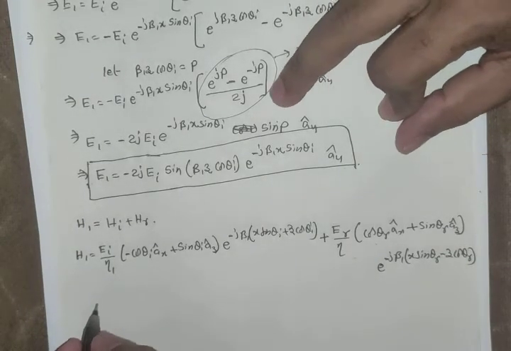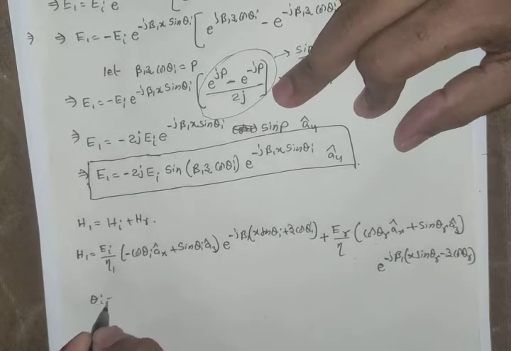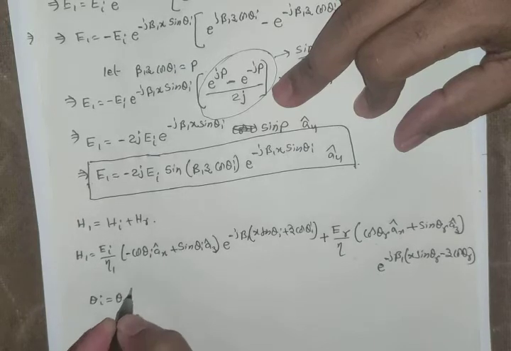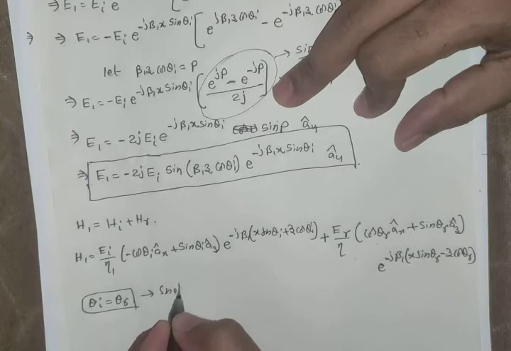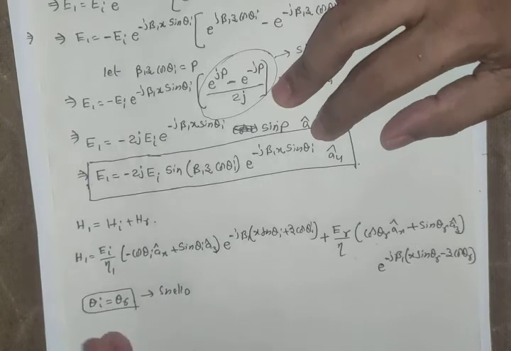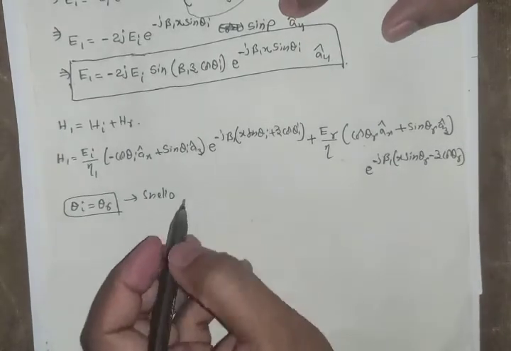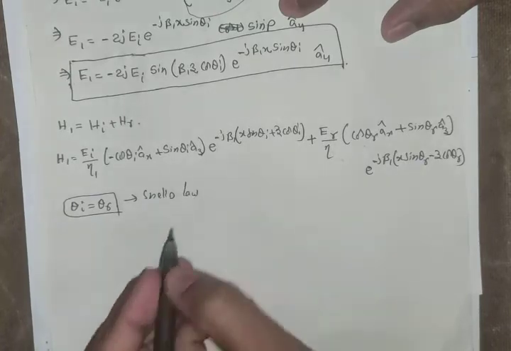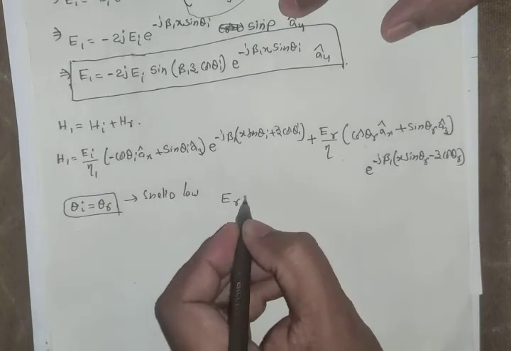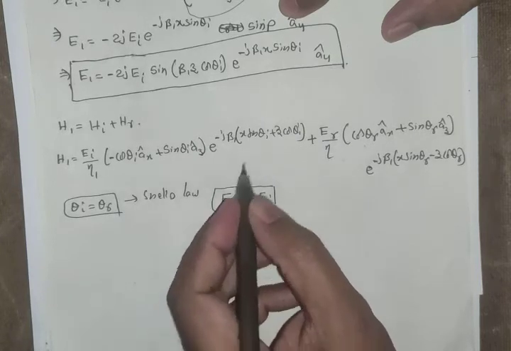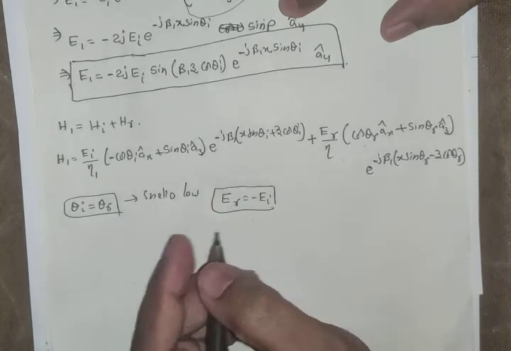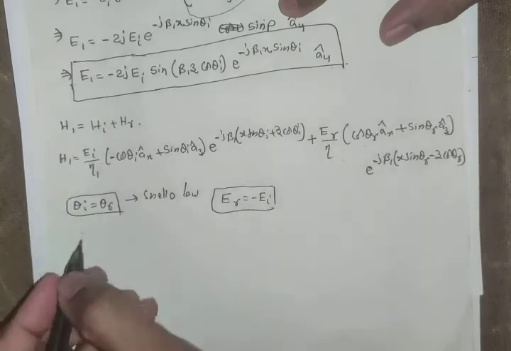Now substitute the values from Snell's law: theta I equal to theta r. The angle of incidence is equal to the angle of reflection. At the same time, Er equal to minus Ei. How we get this equation was already explained to you before. So substitute these parameters in this equation.